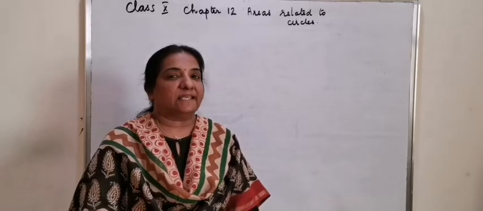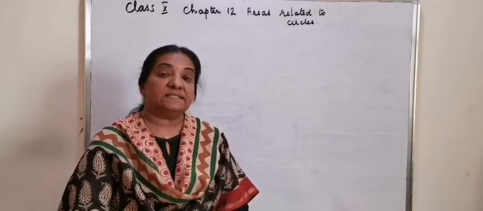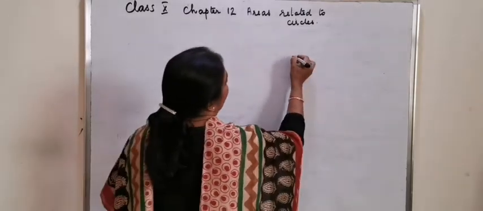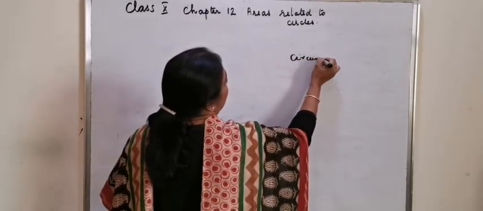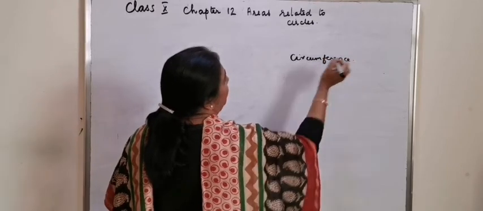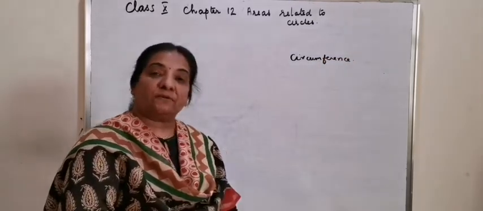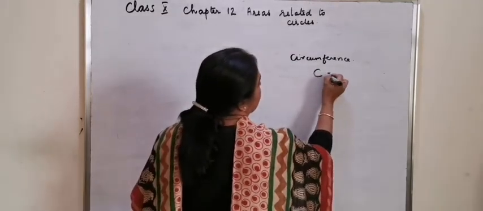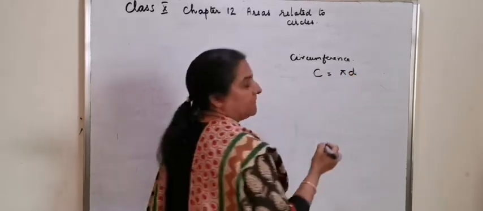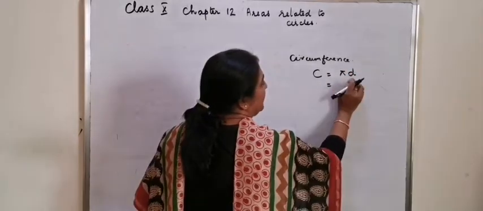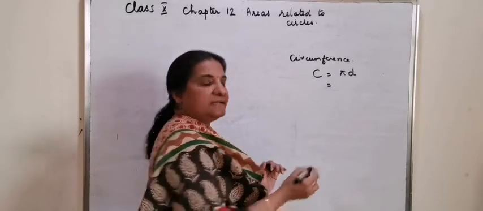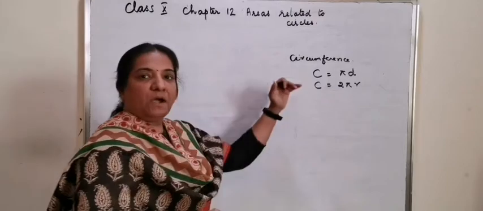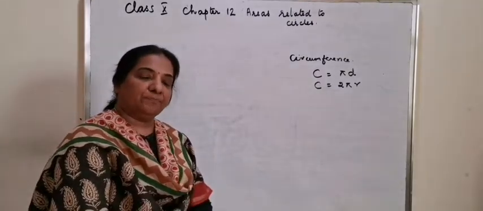If you take the case of a circle, the distance around a circle we call the circumference of a circle. And the formula for circumference is defined as circumference is equal to pi into diameter, or if you replace the diameter with twice radius, the formula is 2 pi r. How did we derive this formula?